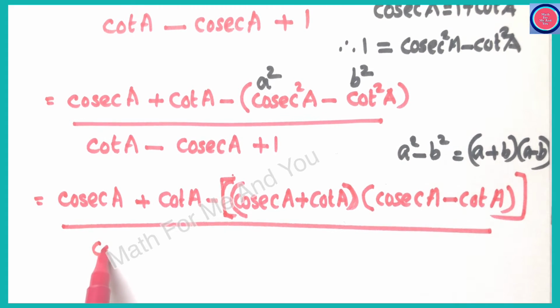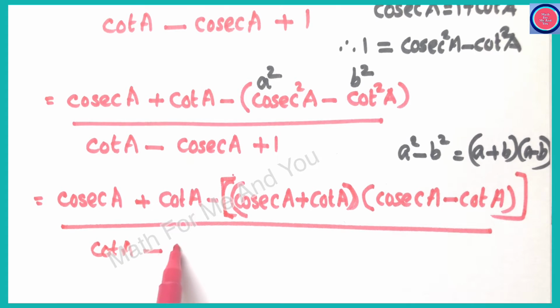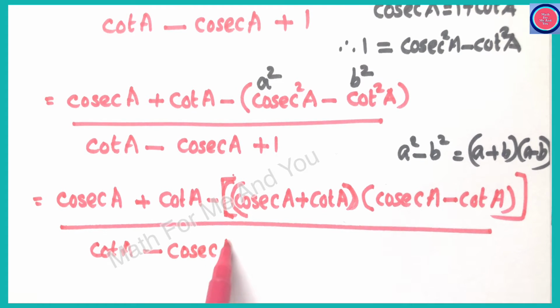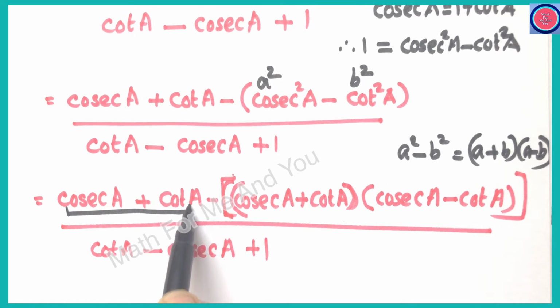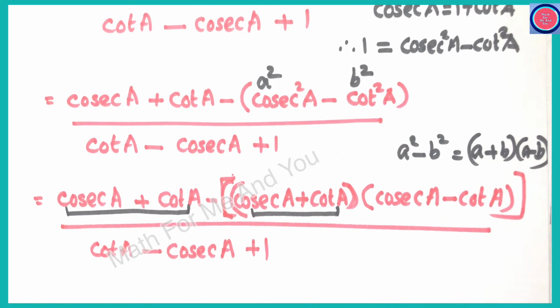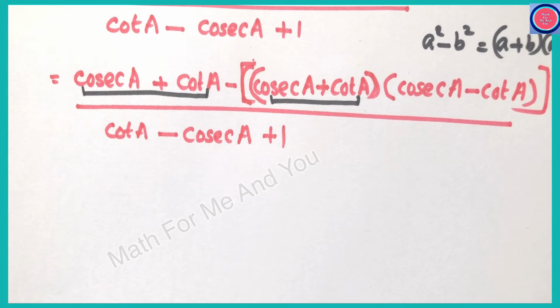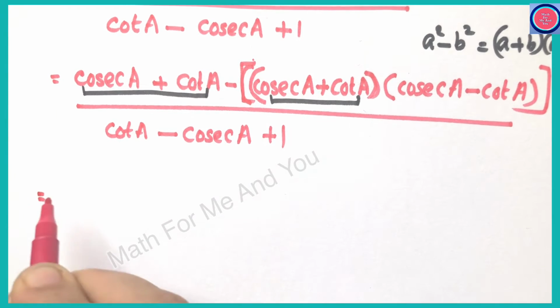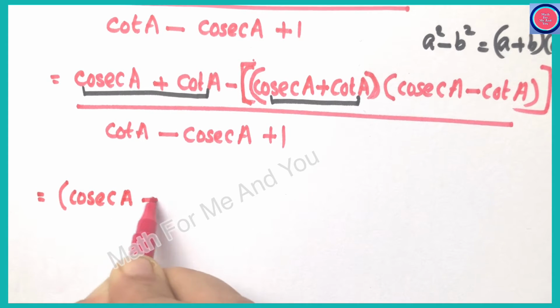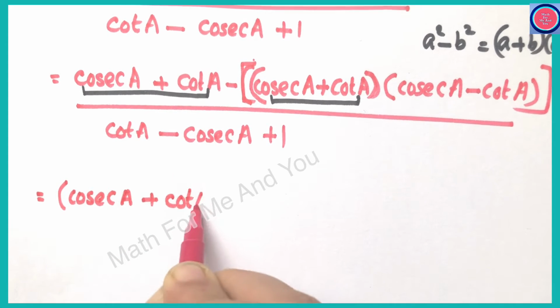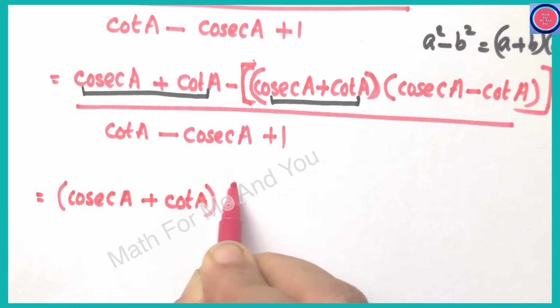Divide by denominator, we keep same as it is: cot A minus cosec A plus 1. Look at the numerator. We could see a common factor which is cosec A plus cot A. So in the next step we are going to write this common factor outside, and inside another bracket we will write the remaining terms. So cosec A plus cot A we are writing as common factor.